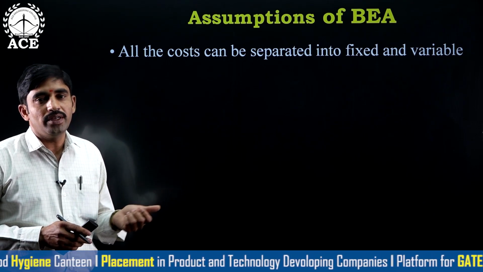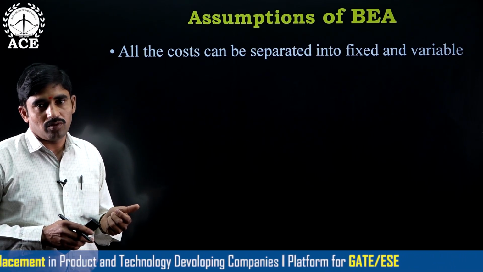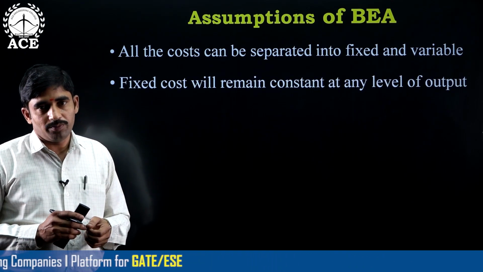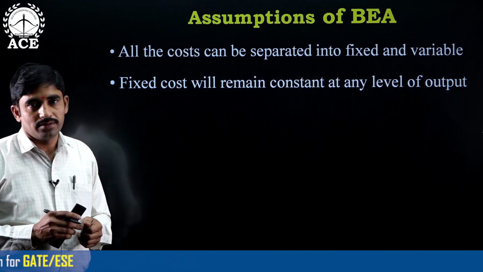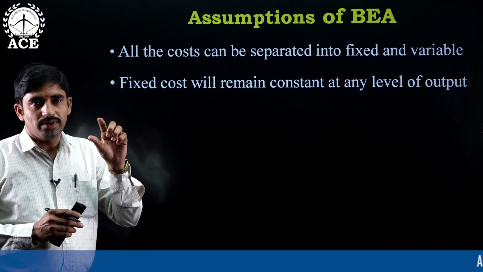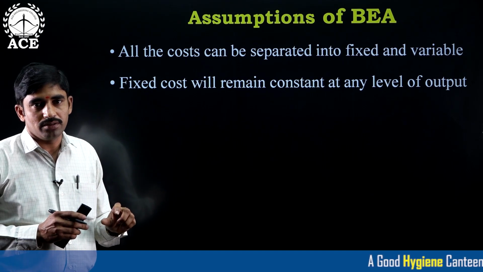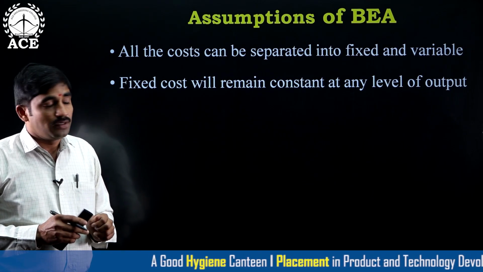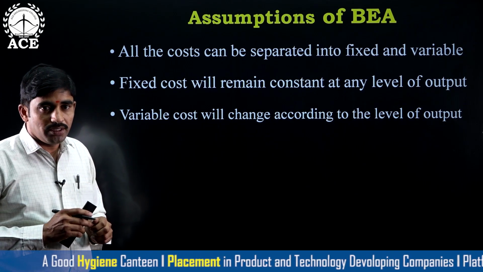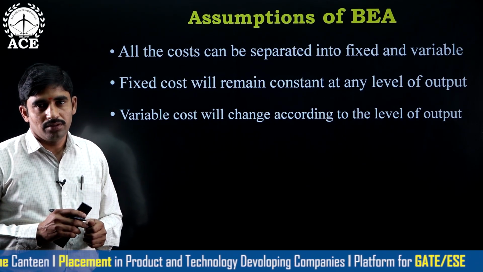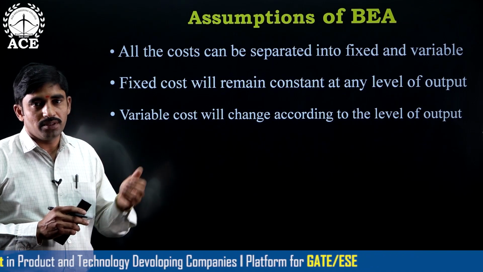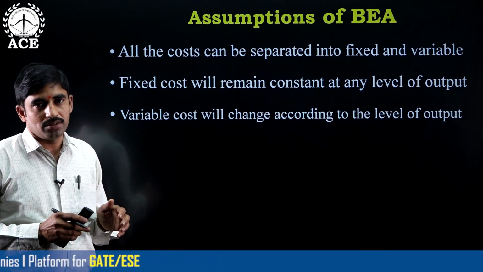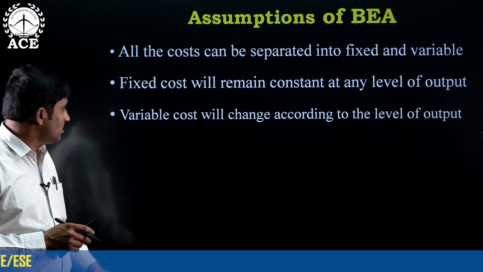In this case, we will ignore the semi-variable cost, and fixed cost will remain constant at any level of production, as we discussed in the previous slides. Fixed cost is the cost which will remain constant at any level of production, which does not change according to the level of production. And the variable cost will change according to the level of production. Here, the general prices of the inputs will not be changed, meaning the variable cost will change only with production.